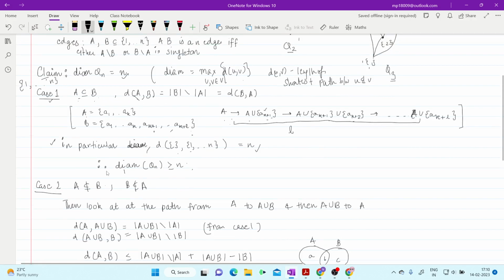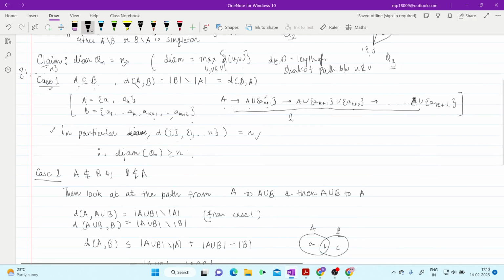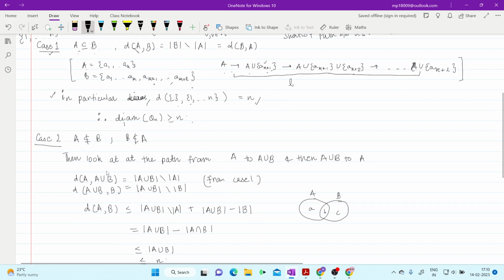Since the shortest path is a symmetric relation, if A is contained in B or B is contained in A, the shortest path is just the difference of the bigger set from the smaller set. Case 2 is when we have two general subsets, and neither is contained in the other. So how do we go about it? We'll use case 1 for this.